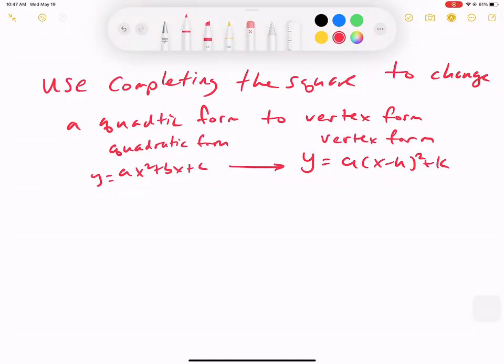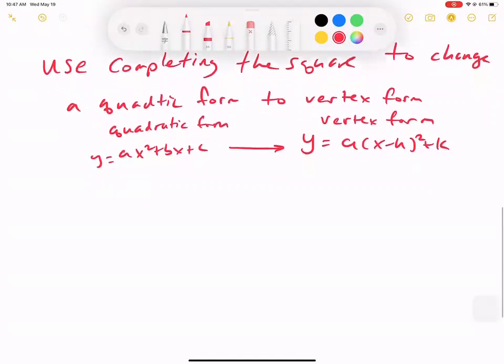And that's what our goal is today, to change something from quadratic form to vertex form. And we're only going to do the first two easy levels today. So that's our goal. We're going to use our skills to change something from quadratic form to vertex form. So let's go ahead and go back to the problem that we just had.